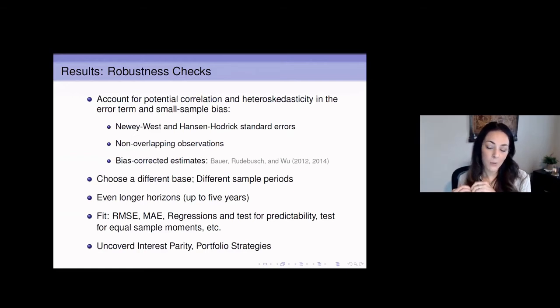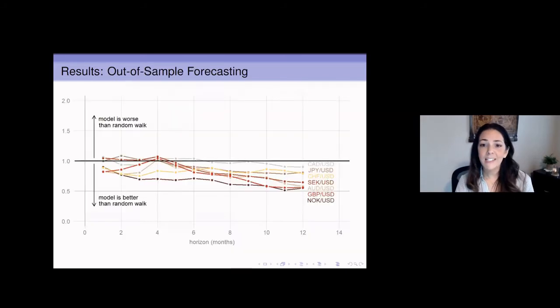And I also come up with portfolio strategies to invest in different currencies depending on their yield curve movements. And I find higher expected returns than a simple carry trade strategy. So this tells me that if you learn how to extract yield curve factors from countries' interest rates, you're getting valuable information that can help you build a new portfolio strategy to decide how to invest in the exchange rate market. But what I want to show you next is my out-of-sample forecasting results.